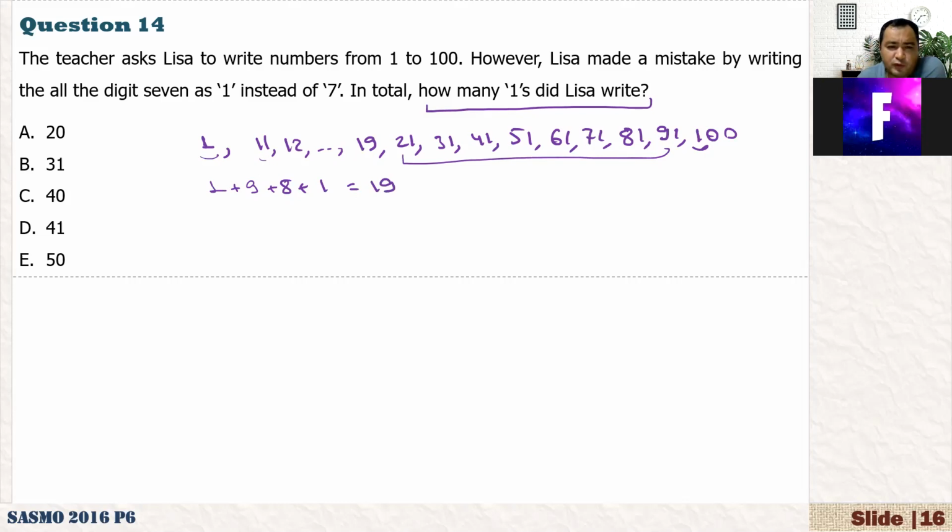Oh, actually 20, right? I forgot 10, sorry, 20. Because here also we have 10. So I got it correct. We have 10.